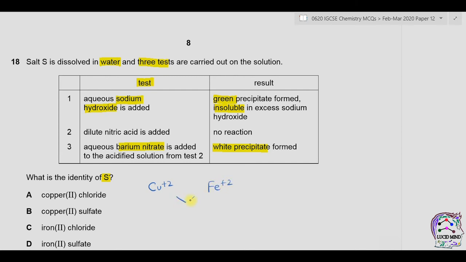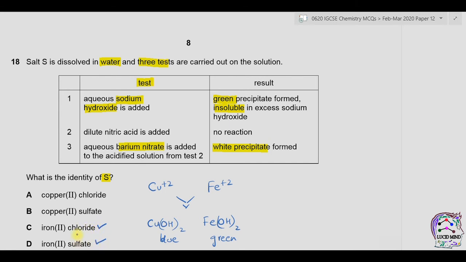Now when both react with sodium hydroxide, copper plus 2 forms copper hydroxide and iron plus 2 will form iron hydroxide. Copper hydroxide is a precipitate which is light blue in color, and iron hydroxide is a precipitate which is green in color. So according to the first test, we have green precipitate formed, so it should be the compound of iron plus 2. So either C or D is correct.